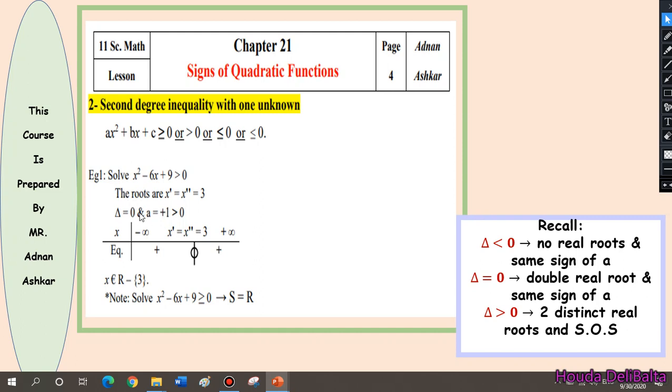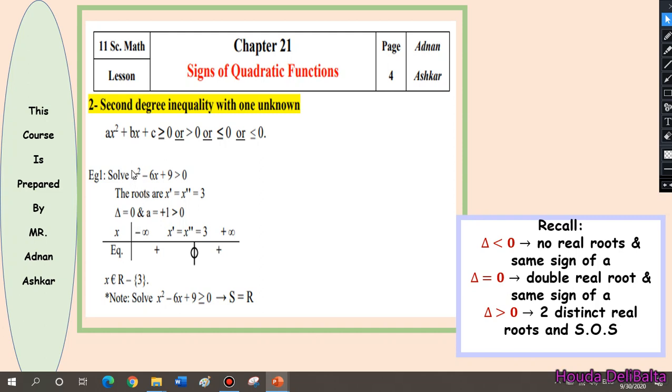First of all, delta equals 0 and the double root is 3. We can use the help of the calculator to find this root. Now, because delta is 0 and there is only one root, we put it on the table. We put minus infinity, plus infinity. We put the equation here, which is x squared minus 6x plus 9. And remember, when delta equals 0, we take the same sign as a.